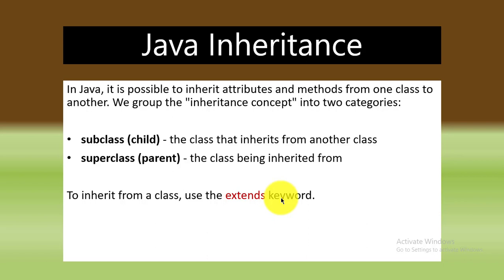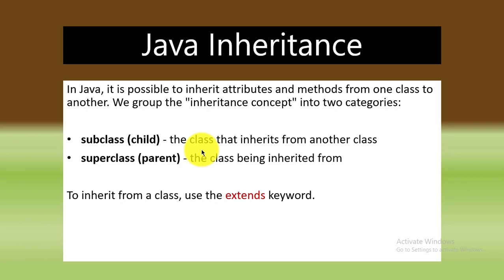In Java, the inheritance concept has two categories. Subclass means child class, superclass means parent class. The class that inherits from another class is called the subclass. When one class inherits the attributes and methods from another class, that is called the subclass or child class, and the other one is the superclass, the parent, the class being inherited from. The class we inherit methods and attributes from is called the parent class.